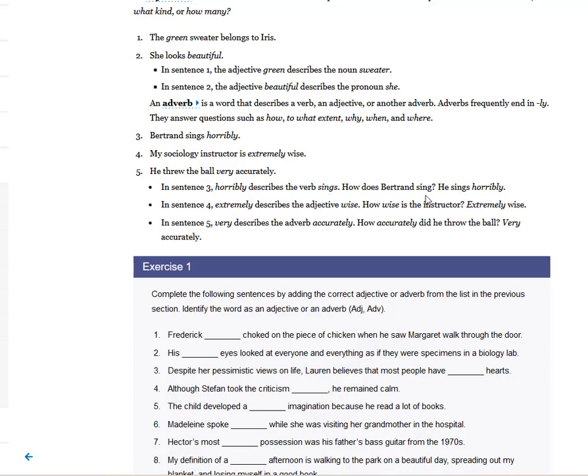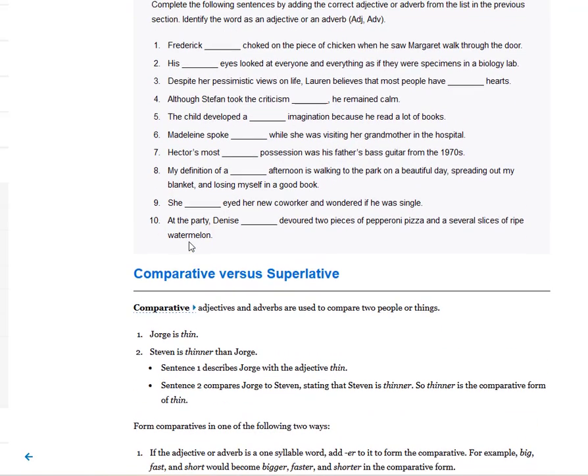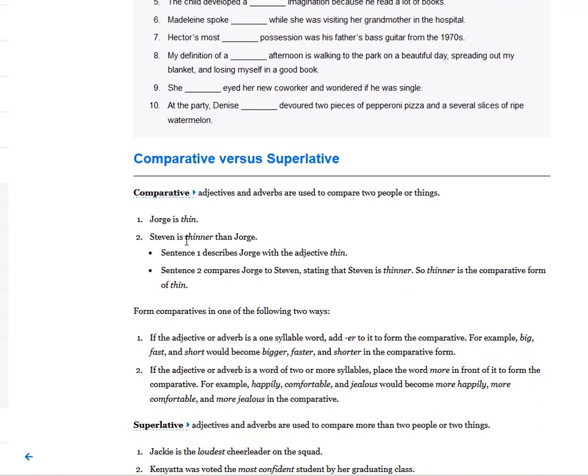How does Bertrand sing? He sings horribly. In sentence 4, extremely describes the adjective wise. How wise is the instructor? Extremely wise. In sentence 5, very describes the adverb accurately. How accurately did he throw the ball? Very accurately. So everything modifies everything else. So an adverb is very versatile.